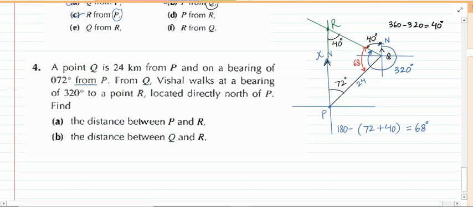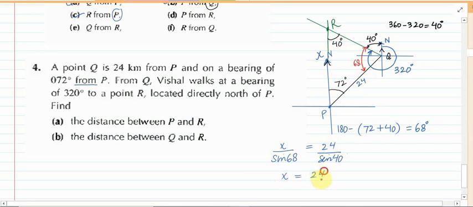So what does the law of sine say? It's side upon the angle, right? So side, let's suppose I pick x, so it will be x divided by sine 68 is equal to 24 divided by sine 40, right? That is the sine rule. You can find the value of x easily by cross multiplication.